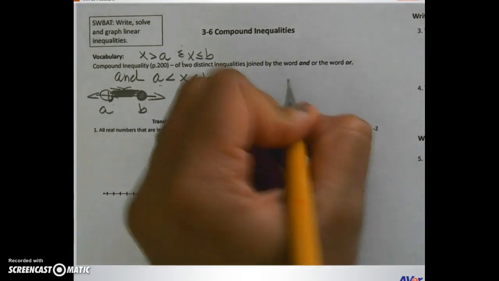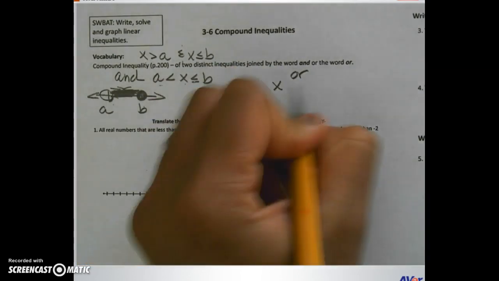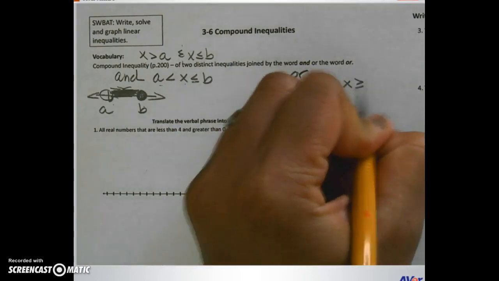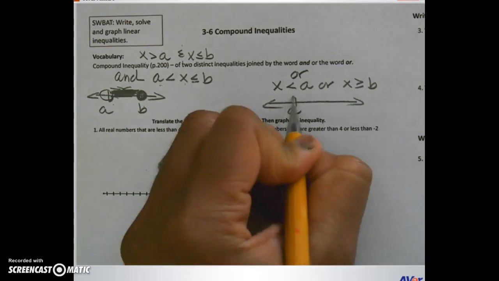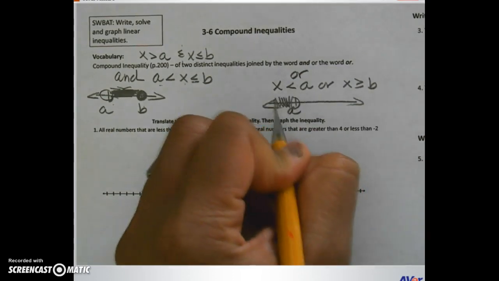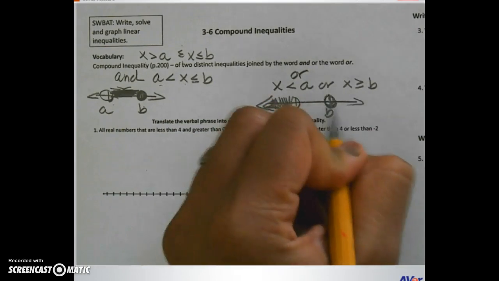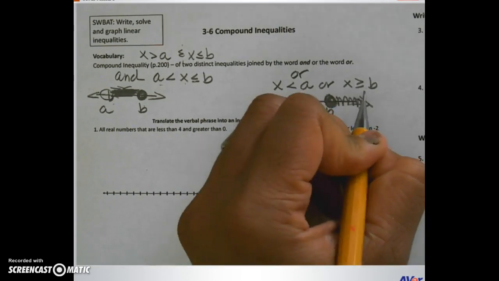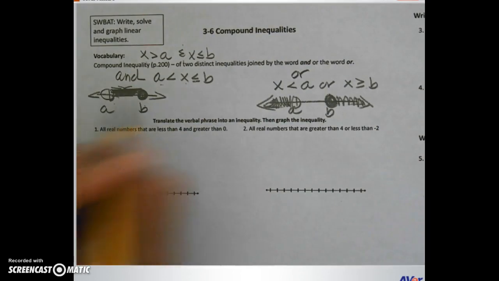For or statements, you keep them separate. So I might say X is less than A or X is greater than or equal to B. So I would have a value A, an open circle, and it's shading to the left. And at B, I'm going to have a close because it's equal to. And I would shade to the right because that's where the arrow is pointing. It's greater than B, less than A. So those are the two new ones.